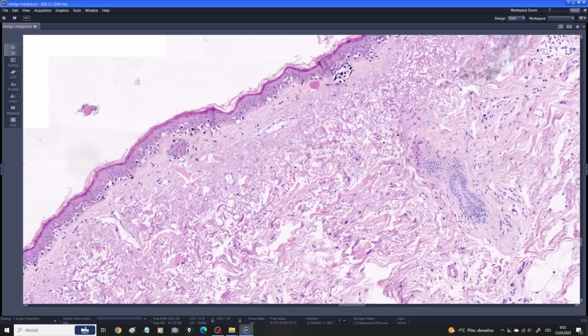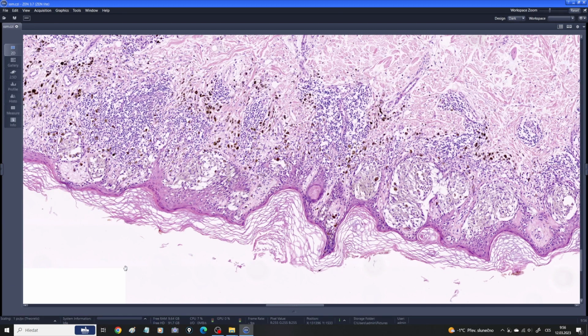So this is the sign that this specimen was excised from a sun-exposed area of the skin. So here you can see some solar changes. There is solar elastosis, degeneration of the elastic fibers, and here you can see the lentigo maligna as a consequence of the long-term UV exposure.